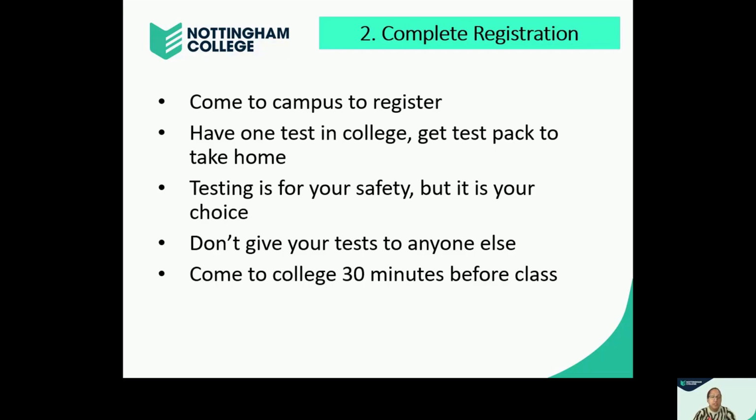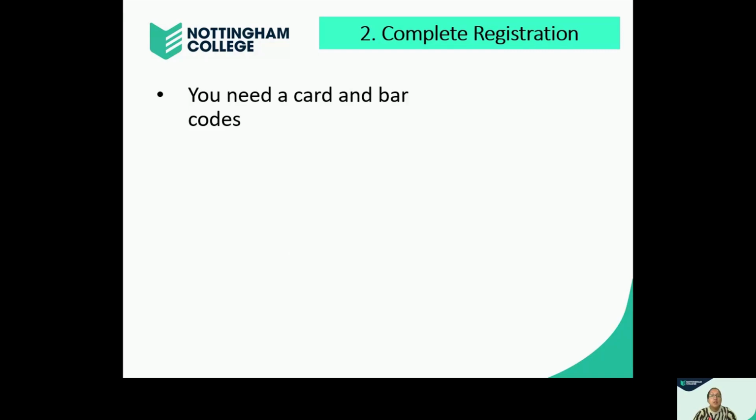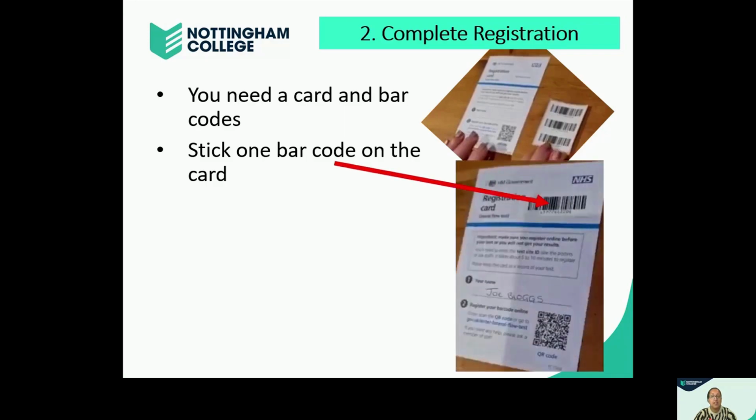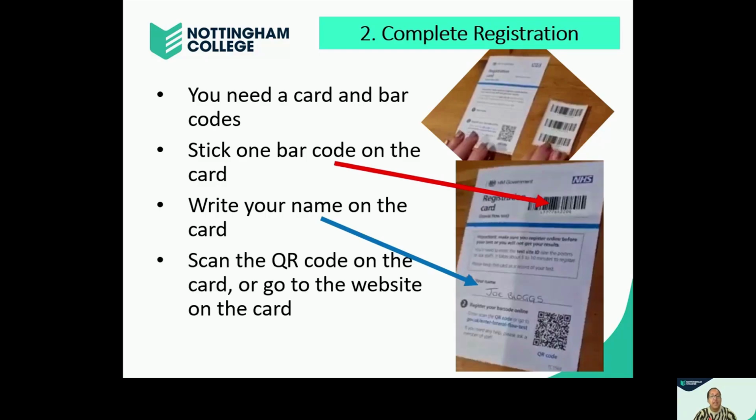You should come to college at least 30 minutes before your class, so you can do the registration and the test before you go to class. You'll need a card and barcodes. They look like this. Stick 1 barcode on the card, like this. Write your name on the card, here. Scan the QR code here on your phone, or go to the website that is on the card here.